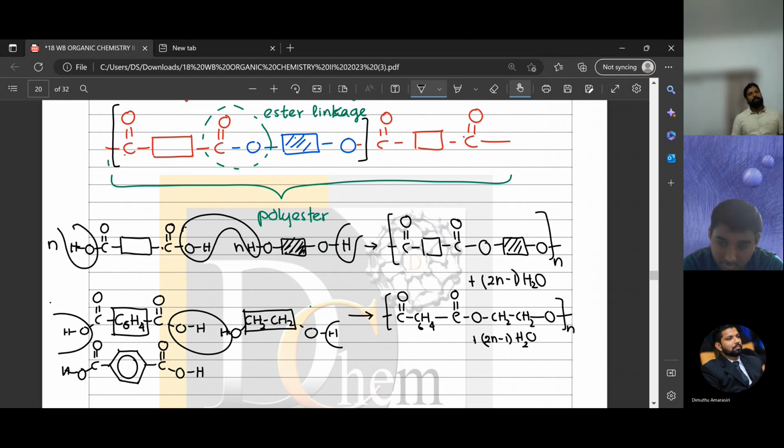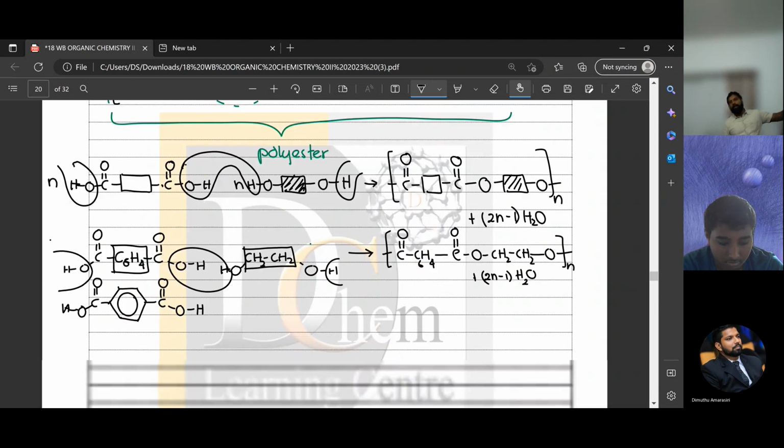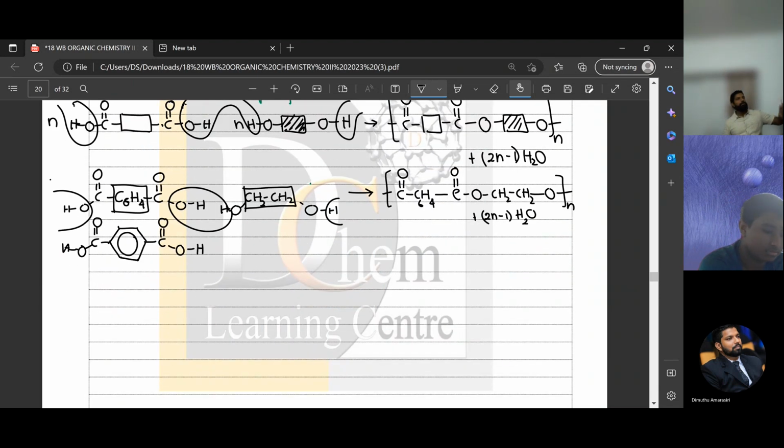That is the polyester. So is it composite of the 2n minus 1? Yeah. Okay, so this is the fellow called terylene.